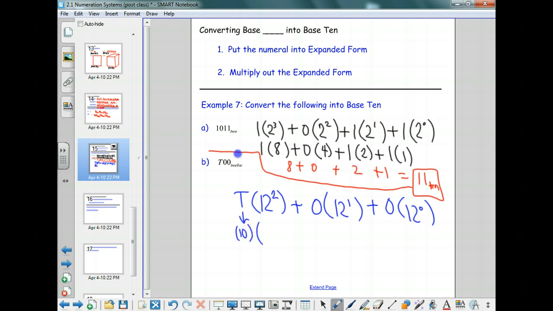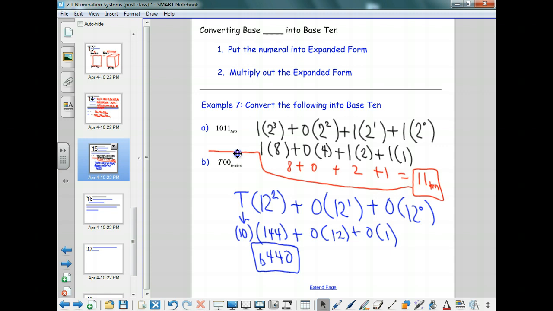What is 12 squared? 144. 12 to the first is 12. And what is 12 to the 0? 1. So the only one here that I actually have to do any multiplication for really is 10 times 144, which is 1,440. This is multiplication.